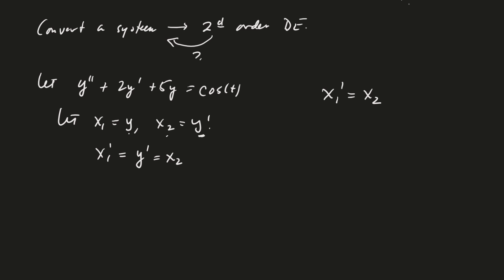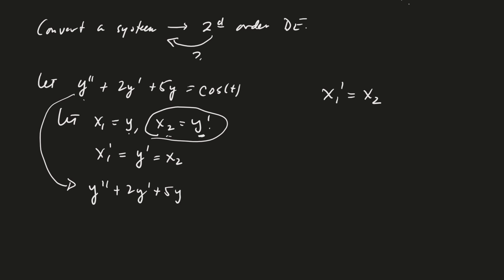Good, so therefore I have x1 prime is equal to x2. Similarly, x2 is y prime, right? So what would y double prime be? Well, that would be x2 prime. So converting my equation, y double prime plus 2y prime plus 5y equals cosine of t, I'm just going to rewrite this in terms of x1 and x2. So this would be x2 prime, plus 2, and then y prime was x2, and then y was x1. And then the cosine of t, I could just bring it down.